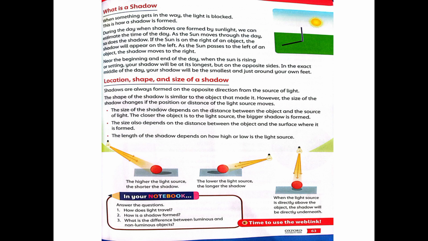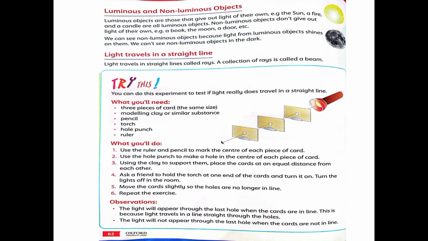What is a shadow? When something gets in the way, the light is blocked. This is how a shadow is formed.